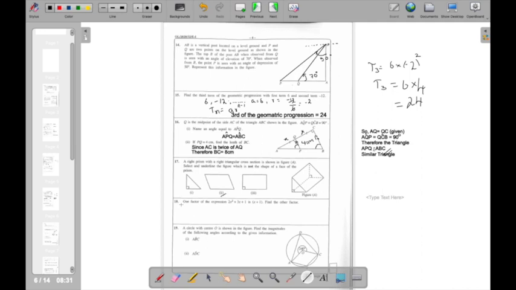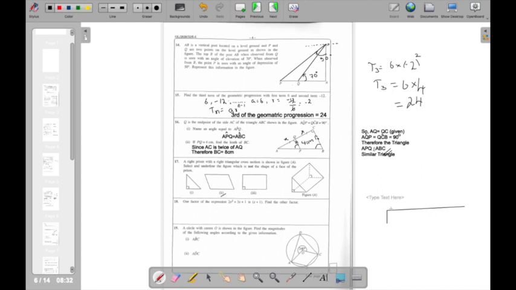In question number 18, one factor of the expression 2x squared plus 3x plus 1 is x plus 1. Find the other factor. Now please don't get confused by what I'm going to do. All you've got to do is stay calm and listen to what I'm going to tell you.